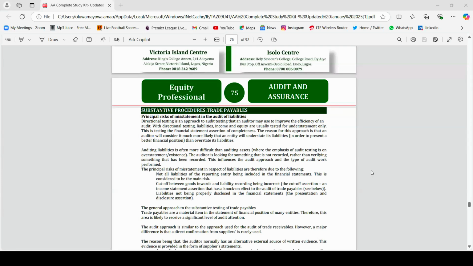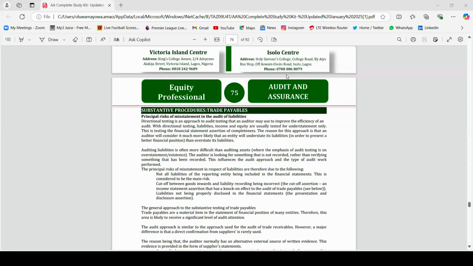Okay, so that's for trade payables. Now, what are those procedures that the auditors will carry out when testing for payables? What are those steps or those things that the auditor should do to test for accuracy? I've said that the focus is on completeness. You are looking at the fact that there might be understatement, so you want to be sure that there is full disclosure.